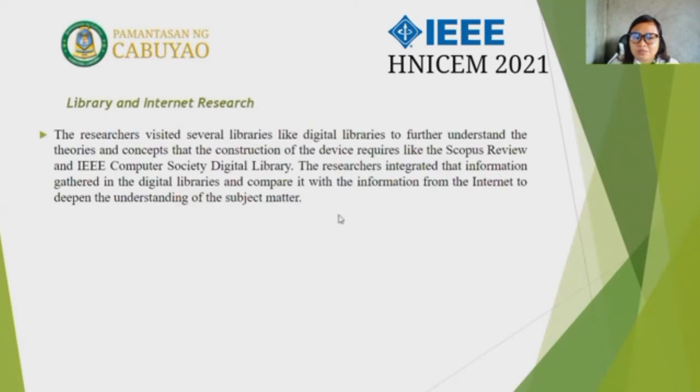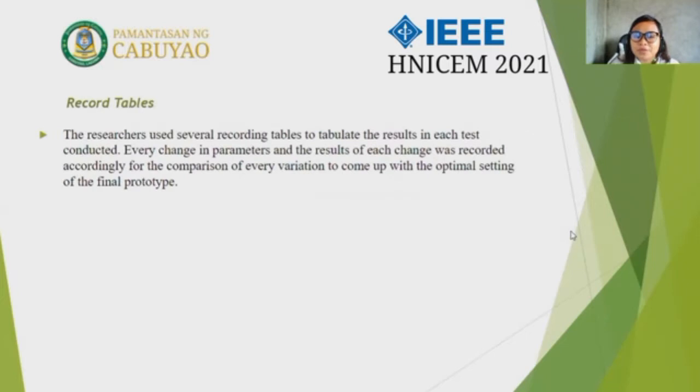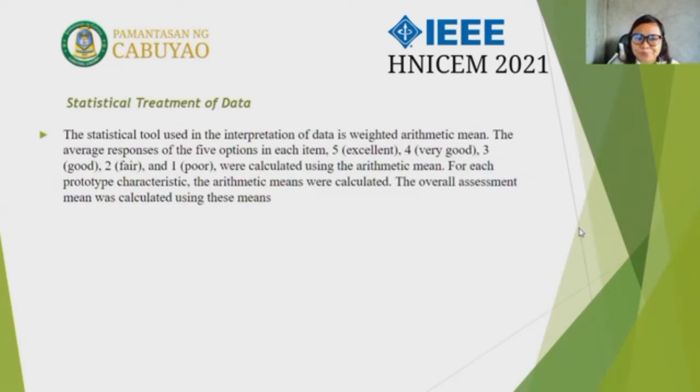The researchers also visited several libraries like Digital Libraries, Scopus Review, and IEEE Computer Society Digital Library. The researchers integrated the information gathered in the digital libraries and compared it with the information from the internet. The researchers used several recording tables to tabulate all the results in each test conducted. Every change in parameters and the results of each change was recorded accordingly for the comparison of every variation to come up with the optimal setting of the final prototype.